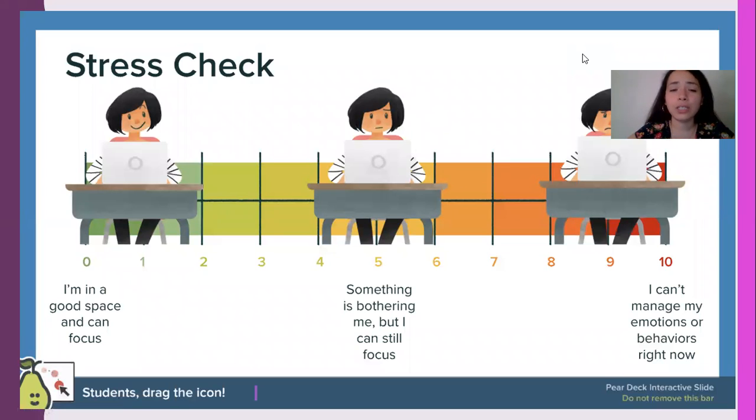Let's do our stress check. Just type into the chat box how you're feeling. Again, this just helps me see how you're doing, and especially because I have you twice, it's nice because then I get to see if it's changed, if it's gotten better, if it's gotten worse, or if it's just stayed the same, the way you feel.